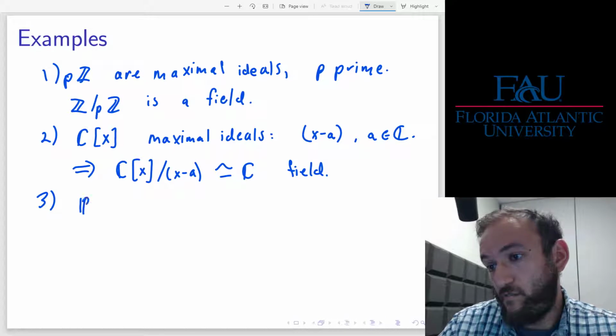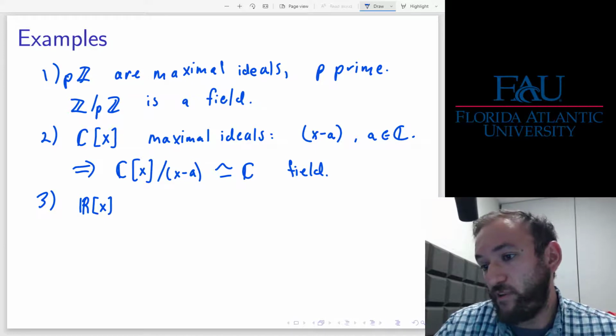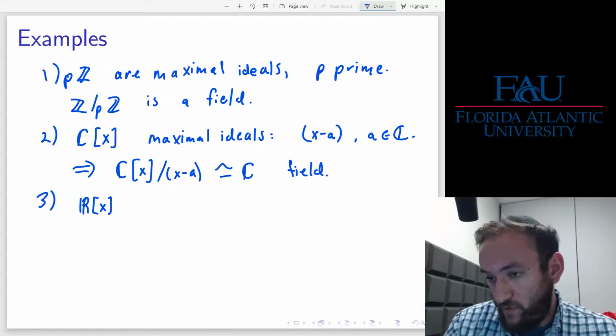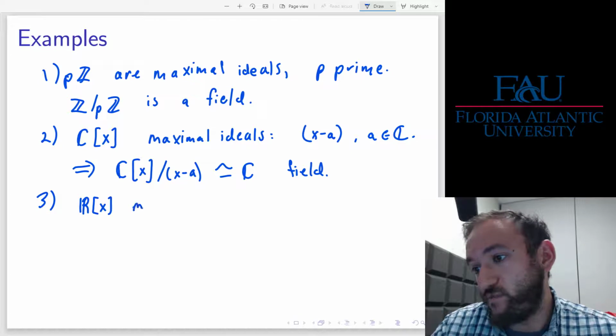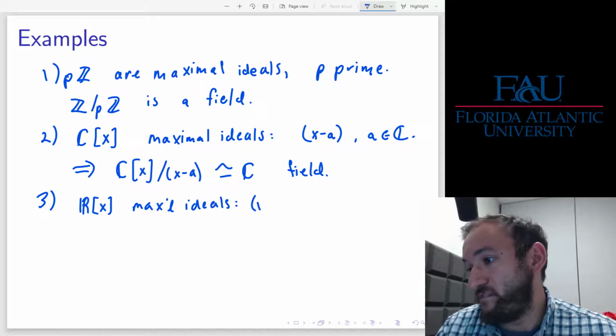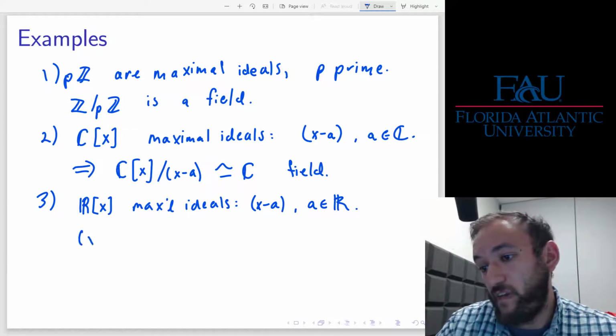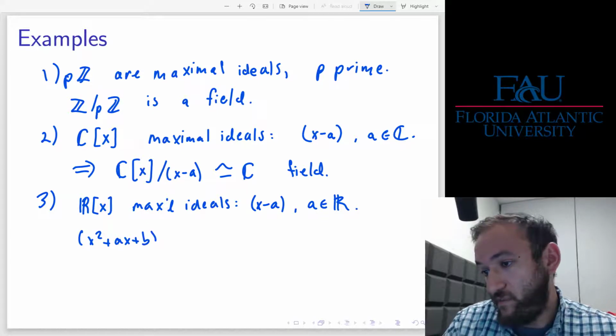Another ring, this time with somewhat more interesting maximal ideals, is if you take real polynomials, polynomials with real coefficients. The maximal ideals will be of two forms. You can have x minus a for a real, but you can also have x squared plus ax plus b, irreducible.